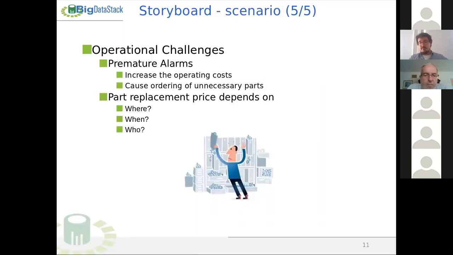As for the operational challenges we're facing, we know that premature alarms increase the operating costs, because ordering unnecessary parts is not desirable in general. Spending money and stocking parts that are not necessary, etc. Additionally, the part replacement price depends on three questions: where the replacement will be performed, when it will happen, and who will do it.